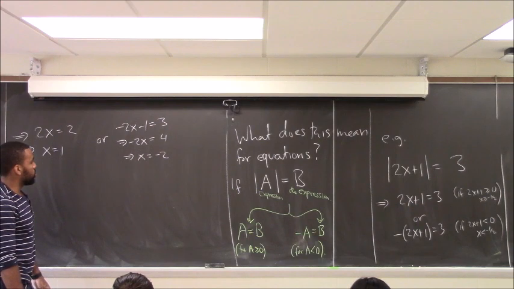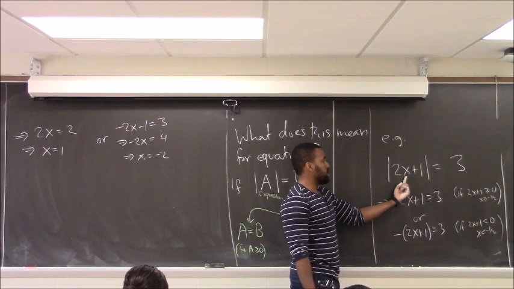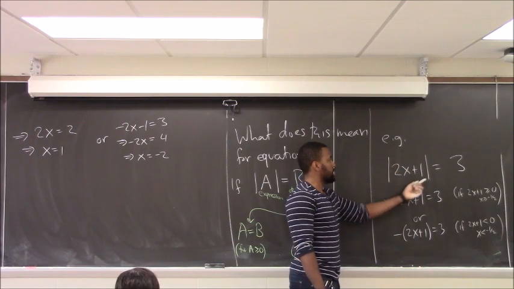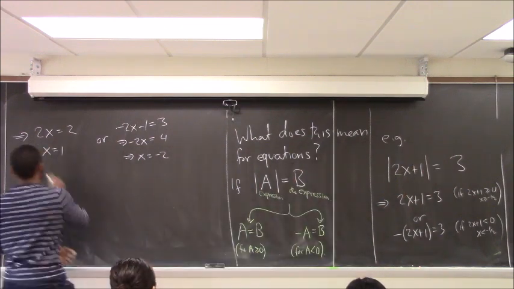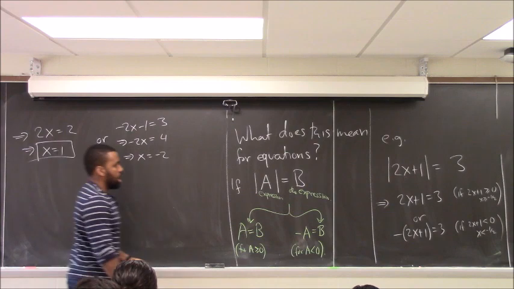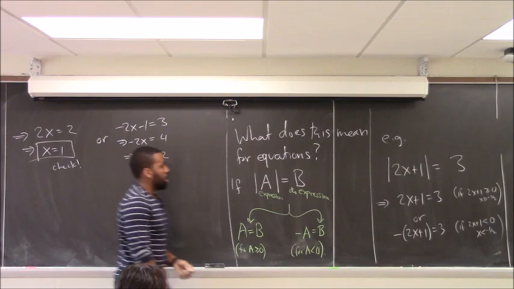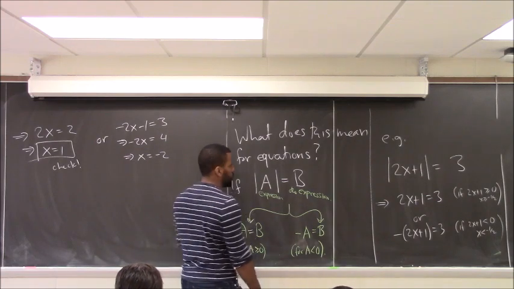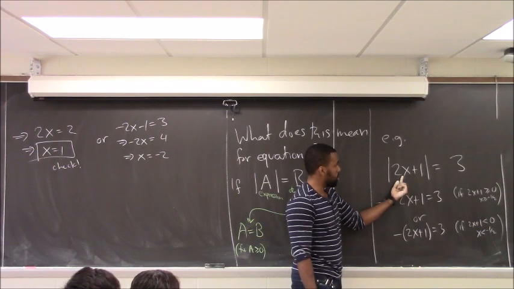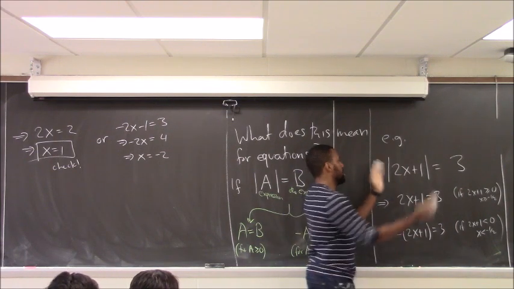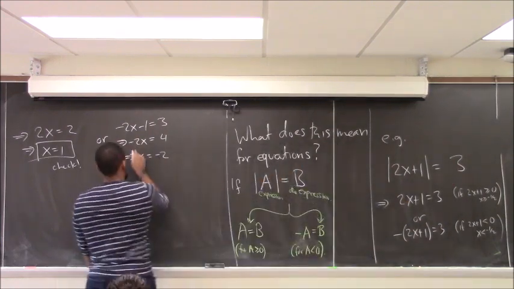And now what we can do is check both. If I were to plug in 1 here, I would get 2 times 1 plus 1, so it's 3 on the inside. Absolute value of 3 is 3, so that checks out. And if my x equals minus 2, plug in minus 2 here, I get 2 times minus 2, which is minus 4. Add 1, I get minus 3. Take the absolute value of minus 3, I get positive 3. So this also checks out.